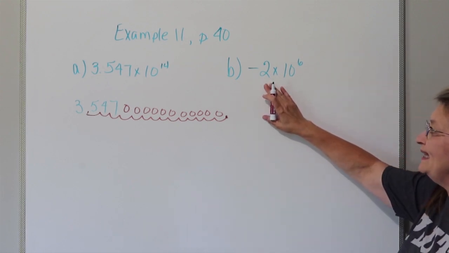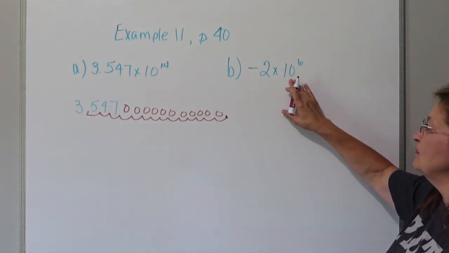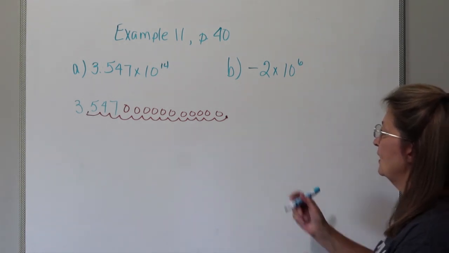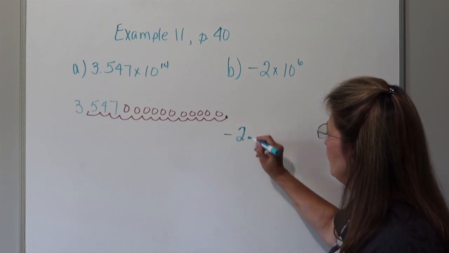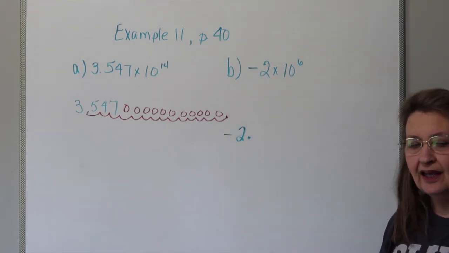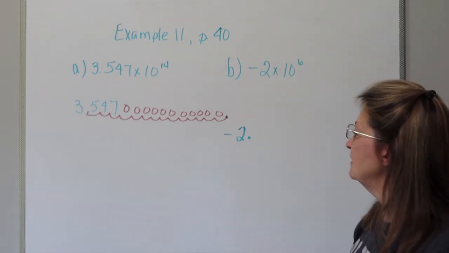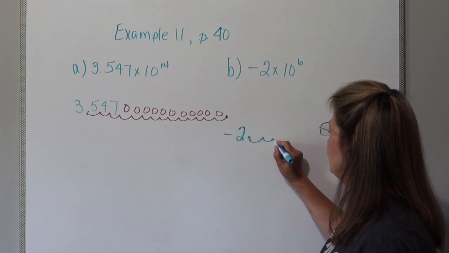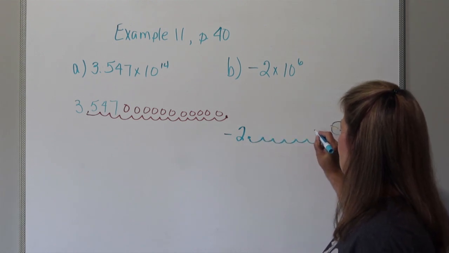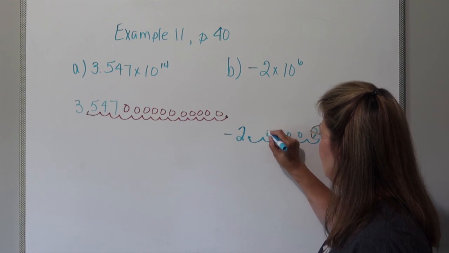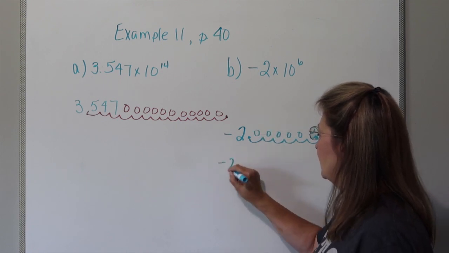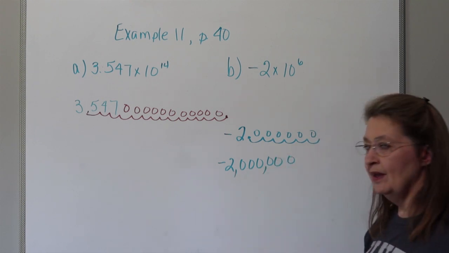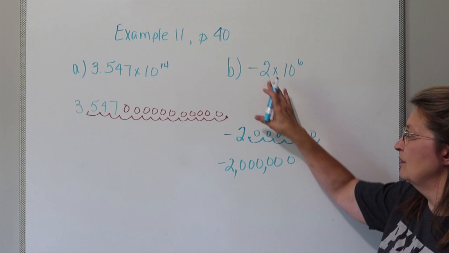Now example B is -2 times 10 to the 6th. Okay, where is the decimal right now? -2, the decimal is right there. It's at the end. Even though that 2 is negative, your decimal is at the end. So I'm going to move this over 6 places. 1, 2, 3, 4, 5, 6. And I'm going to fill in all these with zeros. So now that's my number. This is standard notation from scientific.